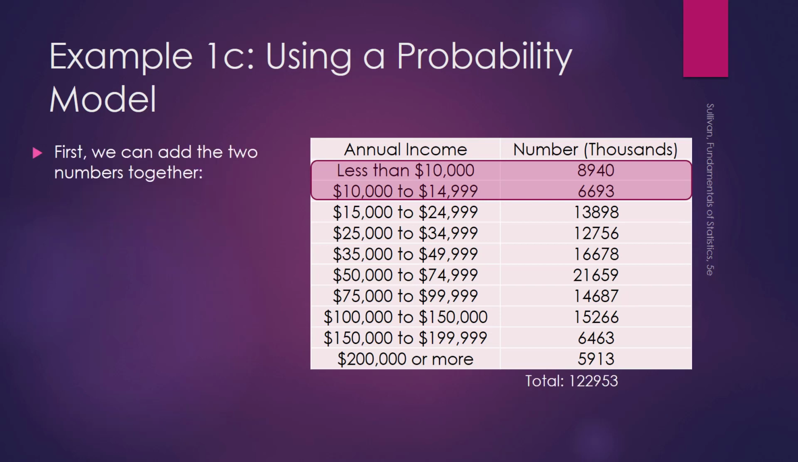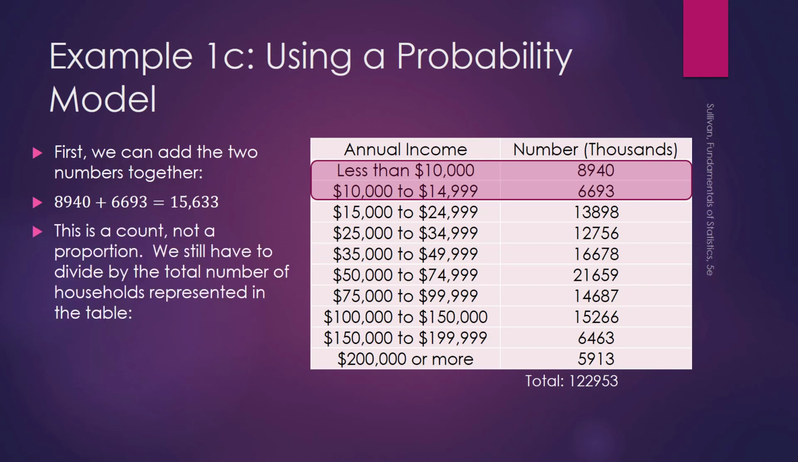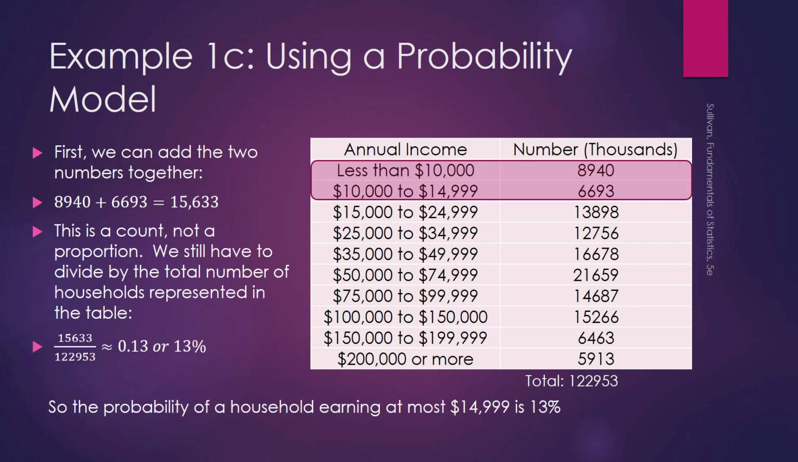First, we can add the two numbers together. We add 8,940 to 6,693 to get 15,633. Remember, this number, this 15,000 number, is a count, not a proportion. We still have to divide by the total number of households represented in the table. Doing that, we find that about 13% of the households earn at most $14,999.